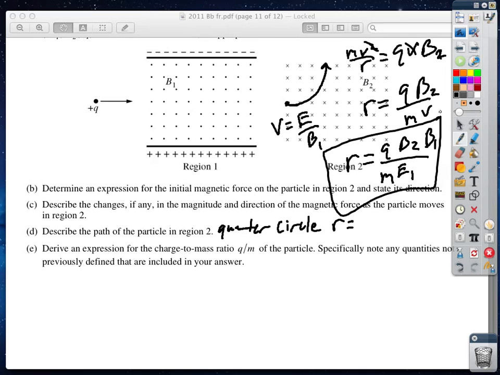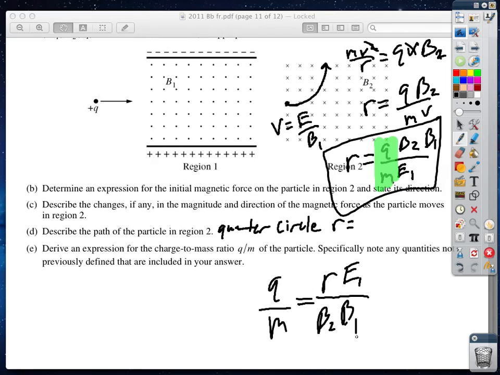travel. Now, if you look at part E without doing this for part D, that looks sort of intimidating. But if you look at part D and the answer for that, do you see how you can find part E? Look, right there. That's not a good highlighter code. That is what they're looking for. So for part E, they want Q over M. So all I gotta do is say Q over M is equal to R E1 over B2 B1.